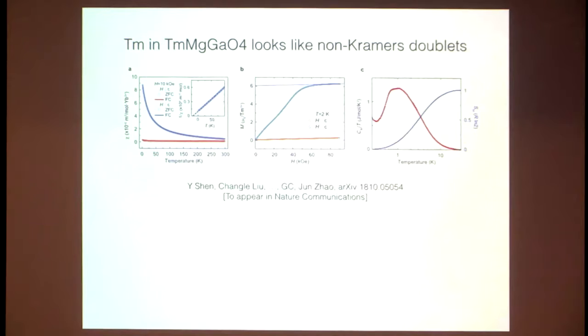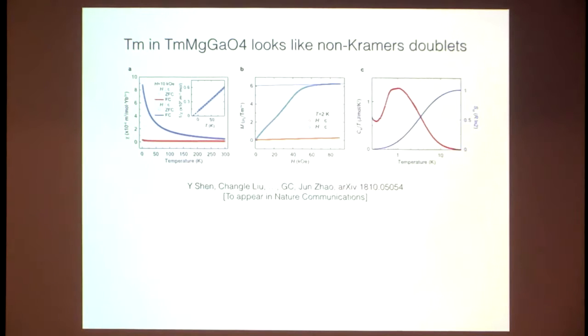So this is the simple thermodynamic measurement. You apply field along, it's a triangle lattice system. You apply field in the plane and out of plane, normal to the triangular plane or in the triangular plane. So if you apply field in the triangular plane, the magnetic susceptibility has no signal. Now the magnetization is almost zero.